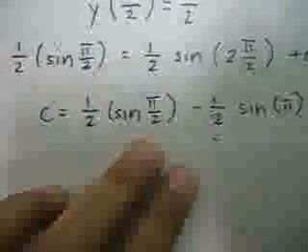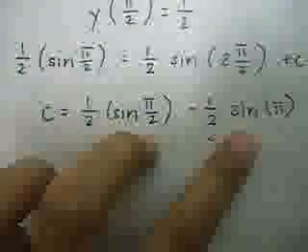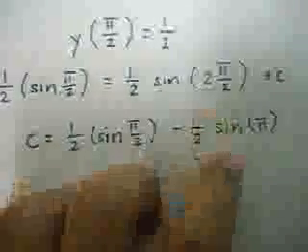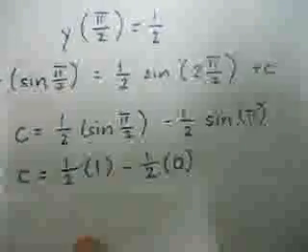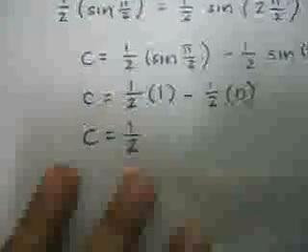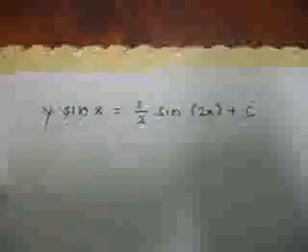So simplifying, we have this. C is equal to 1/2 sine of pi over 2 minus 1/2 sine of pi. So sine of pi over 2 is just equal to 1, and sine of pi is just equal to 0. So this whole expression here is just equal to 0. And so we are left with c being 1/2. So this is now our constant. And then we substitute, so this is our general solution, and then we substitute c with 1/2.